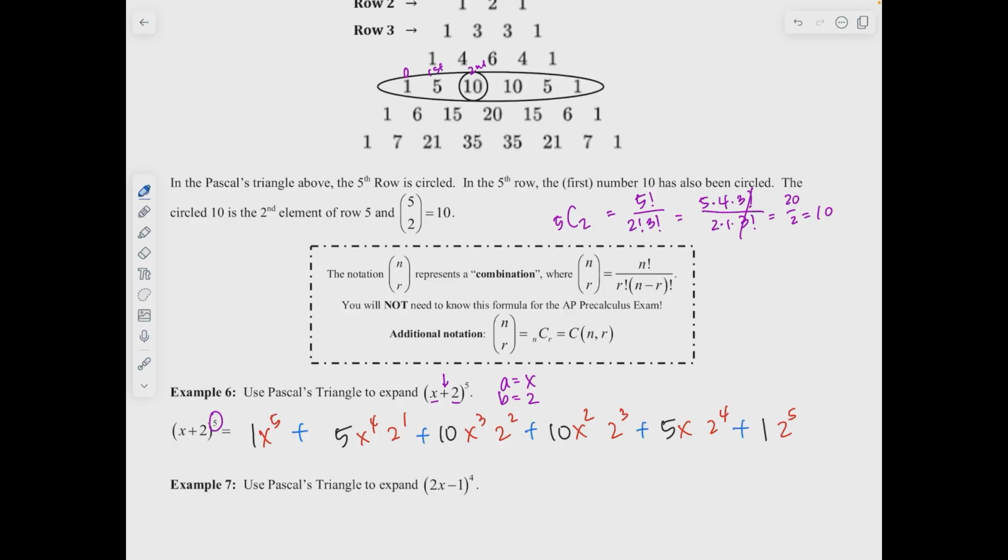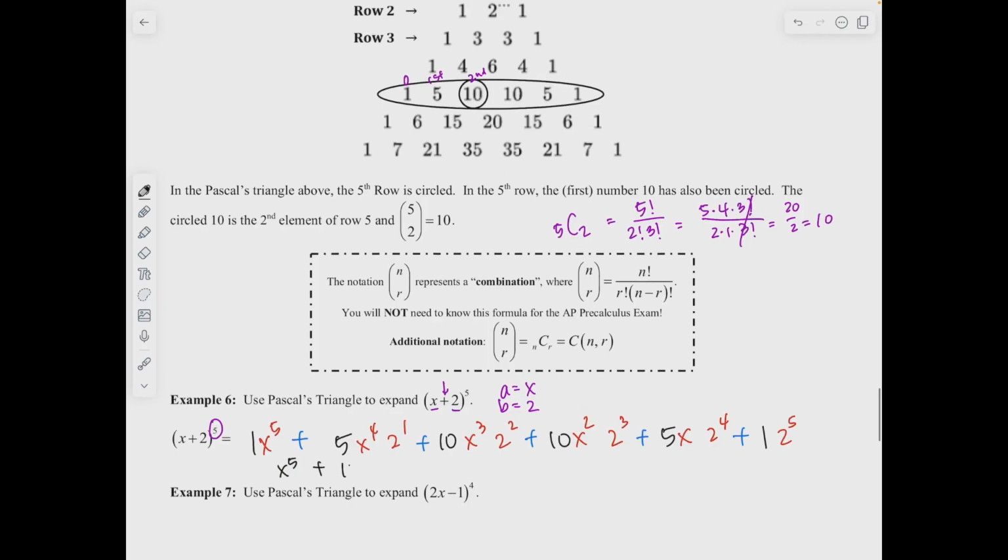Okay, and so now it's just a matter of simplifying. So I have 1x to the fifth, so that's going to just tell me x to the fifth power. That's 5x to the fourth times 2, so 5 times 2 is 10x to the fourth power. 10 times 2 squared is 40, so 40x cubed. 10 times 2 to the third power, so that's 10 times 8, so that would be 80x squared.